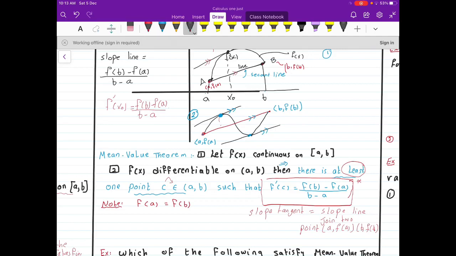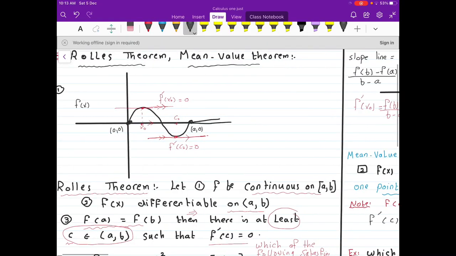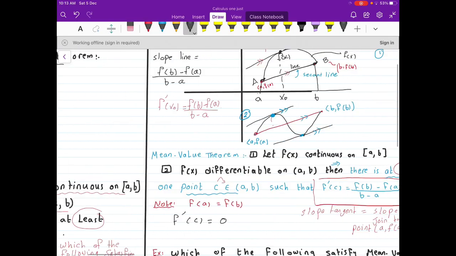Note, if we have f(A) equal f(B), we get Rolle's theorem. Why? Since you get f prime of C equals (f(A) minus f(B)) over (B minus A), which equals 0. So Rolle's theorem is a special case of the mean value theorem. When f(A) equals f(B), the tangent line is horizontal. Okay. So the mean value theorem is more general than Rolle's theorem.